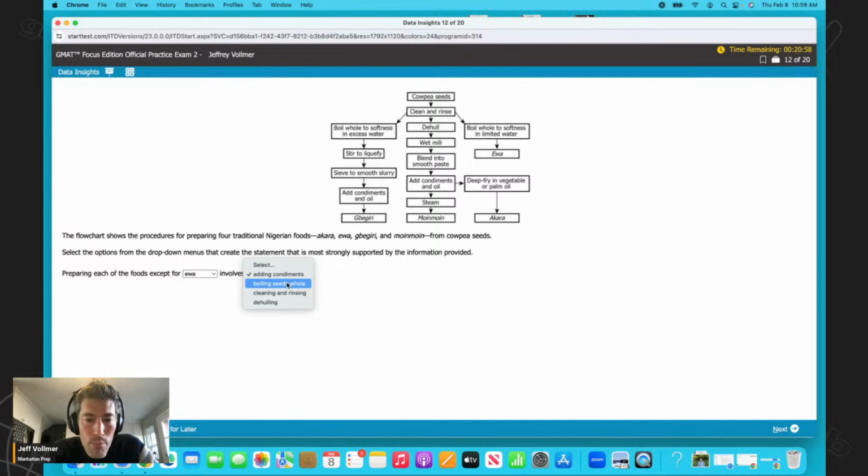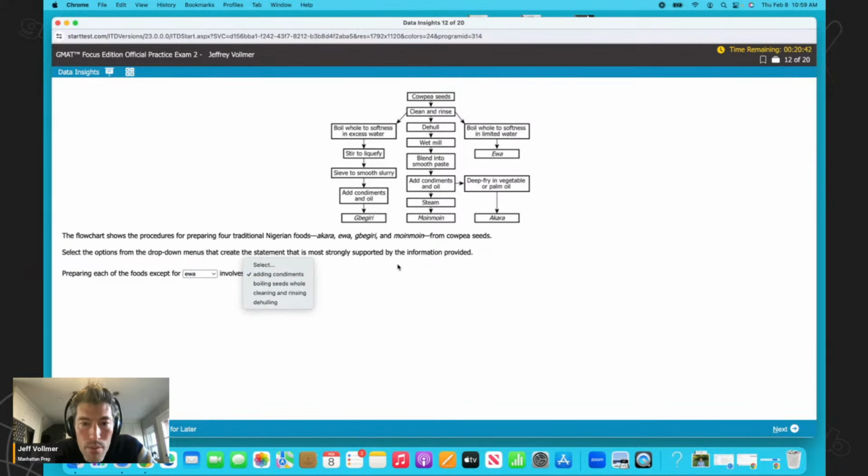Let's just double check. Boiling seeds whole. Where's boiling seeds whole? Right here. Actually, only one of them uses that. Right, so it's like another inverse. Cleaning and rinsing. You clean and rinse everything. Clean and rinse is the first thing you do with the ingredient used for all of them.